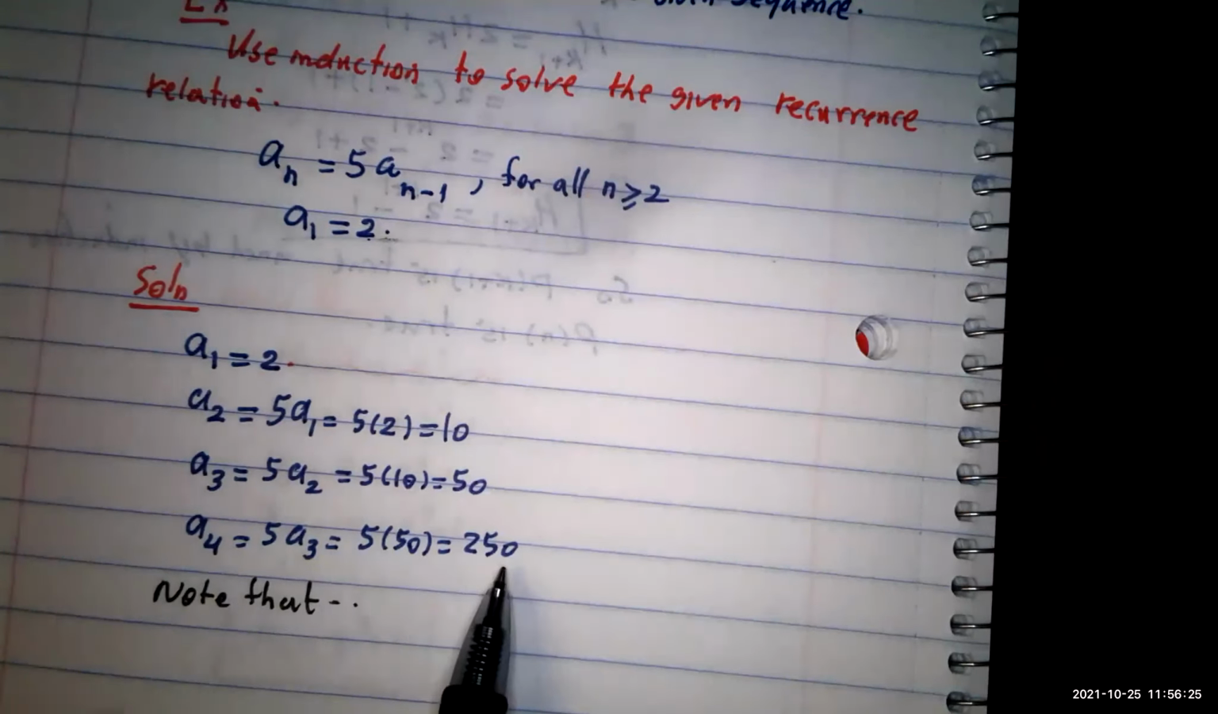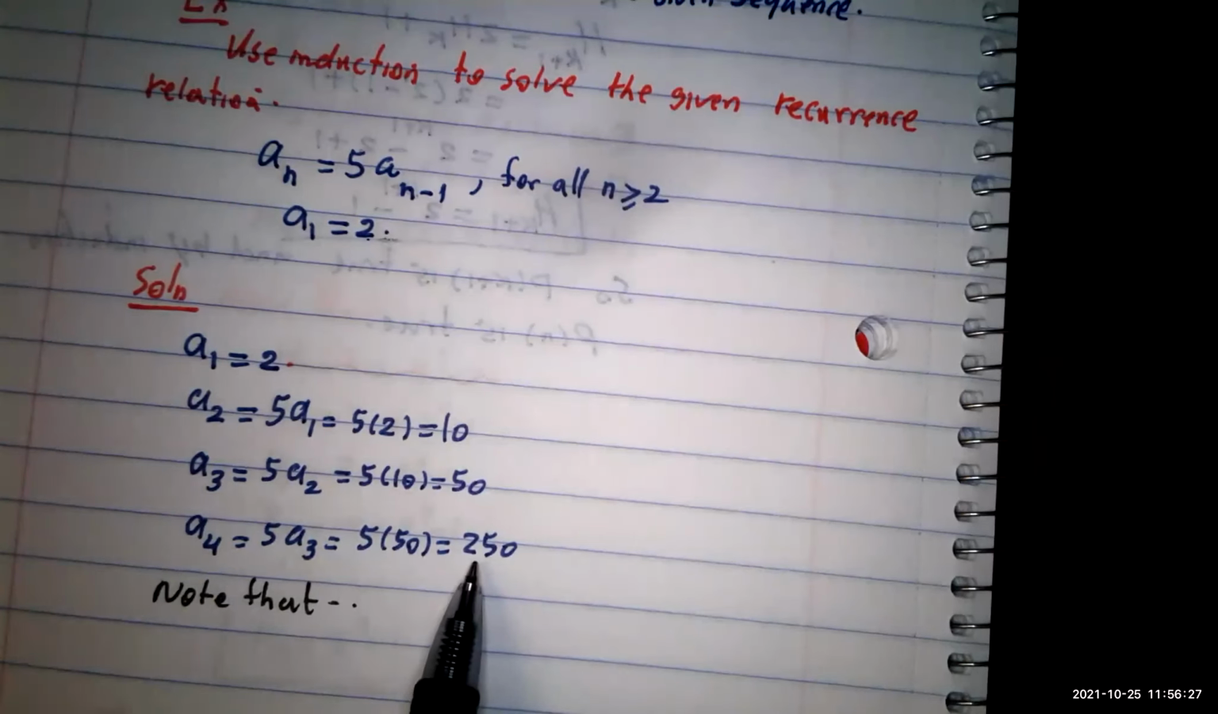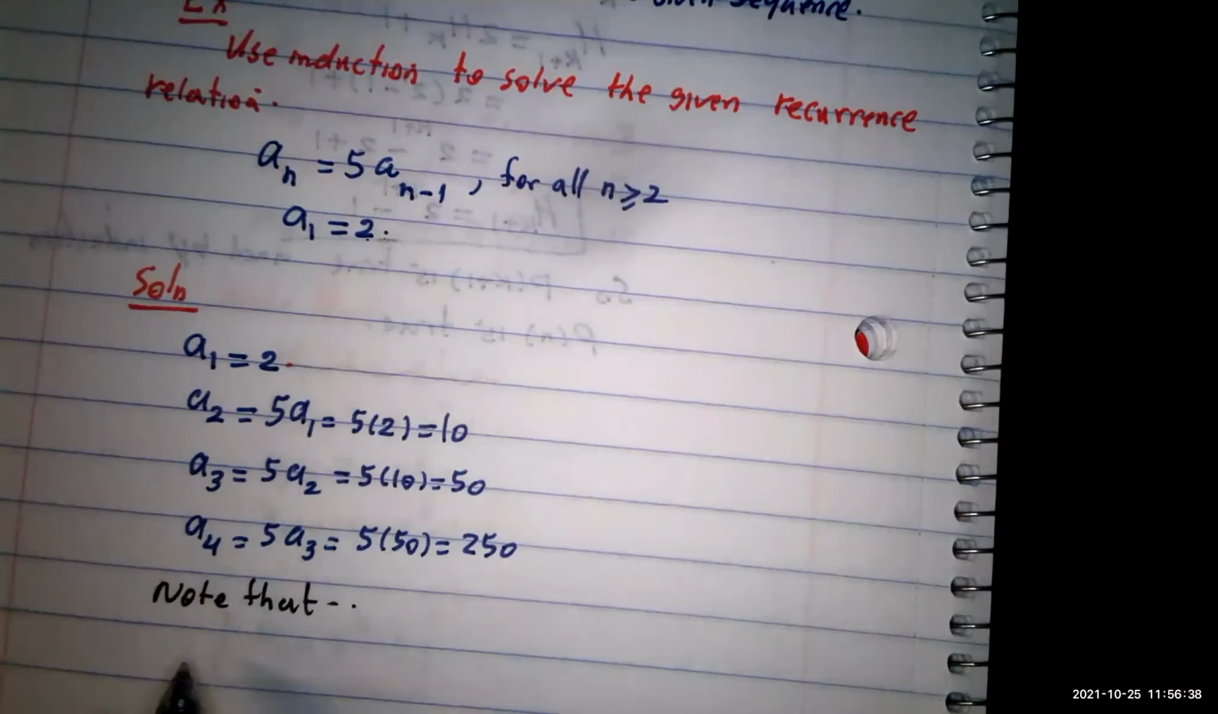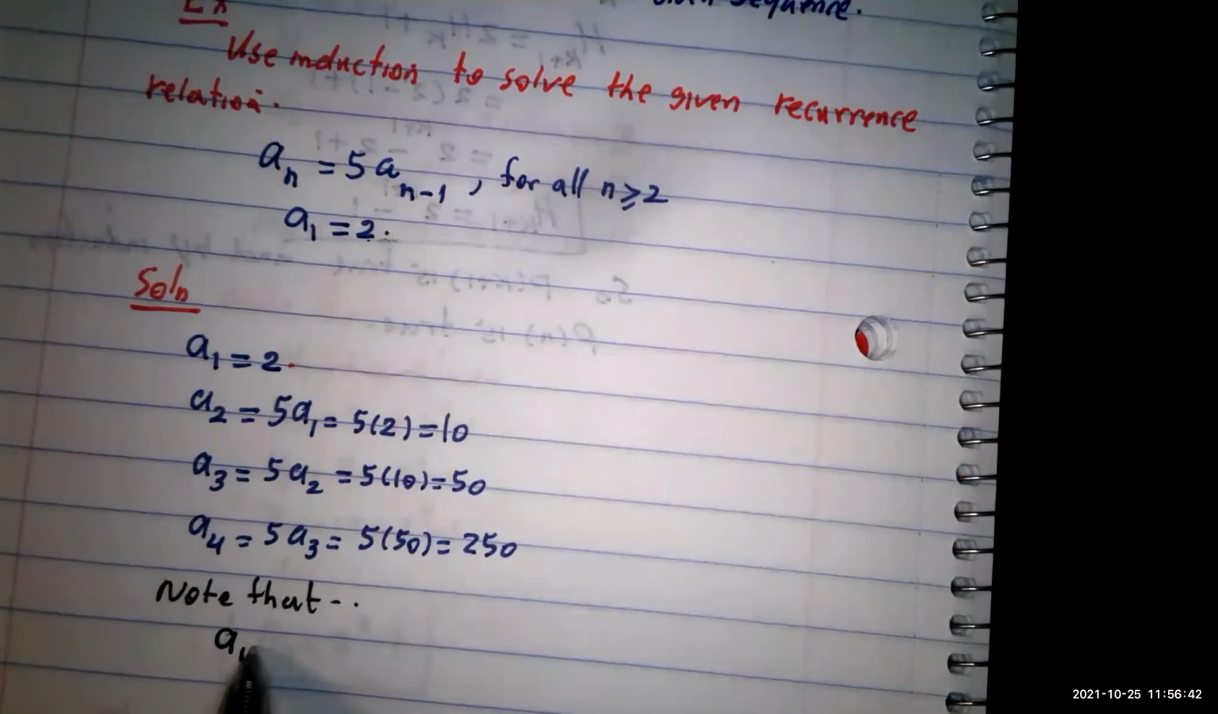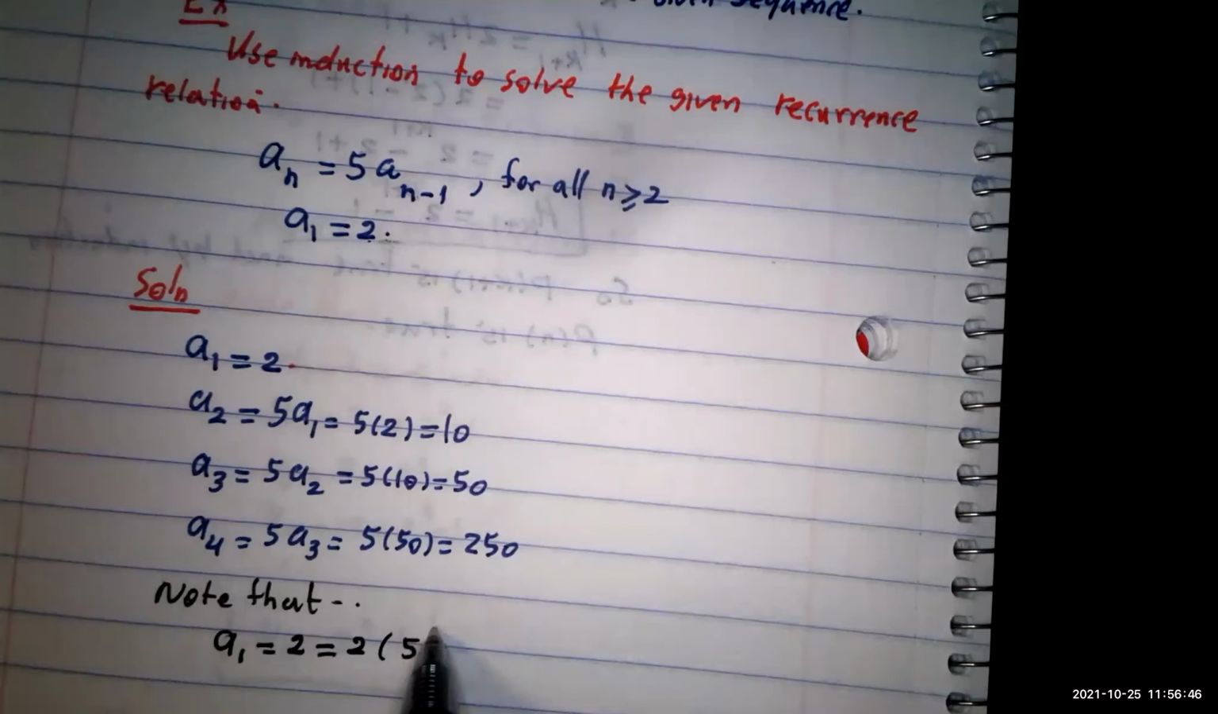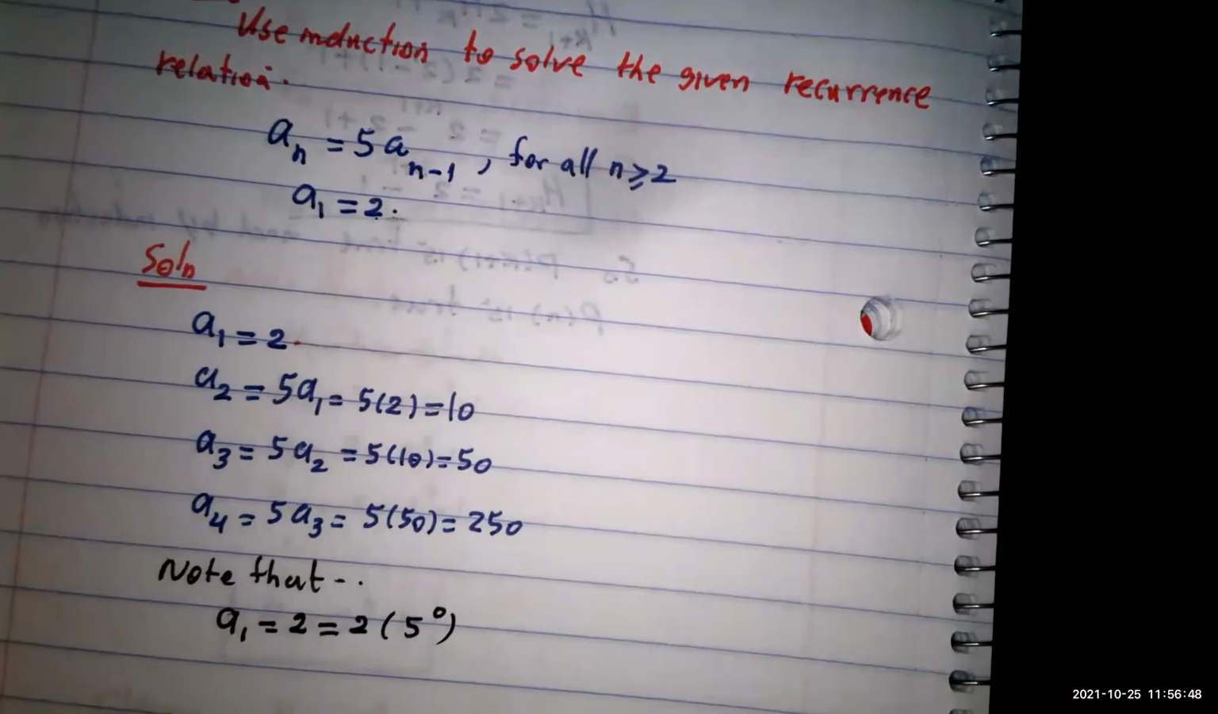Okay, the 250 is going to be what? It's going to be 2 times 125. 125 is 5 cubed. So this is the way we are going to arrange it. We decided on the powers of 5. So a1 is equal to 2. We write 2 times 5 to the 0. Okay, that's the first one.